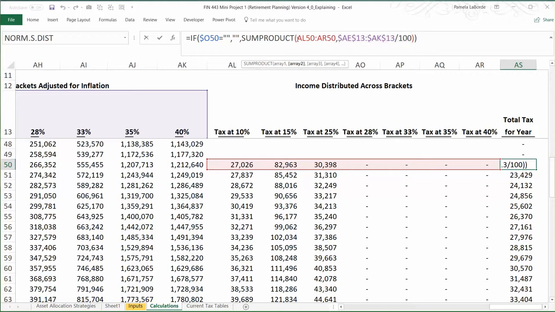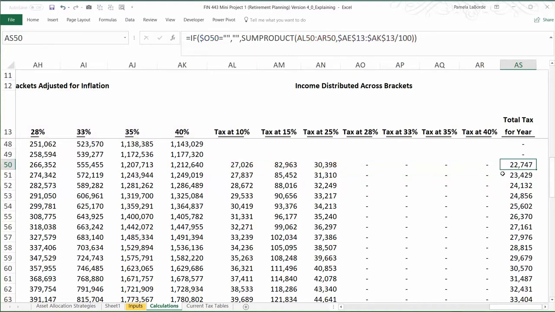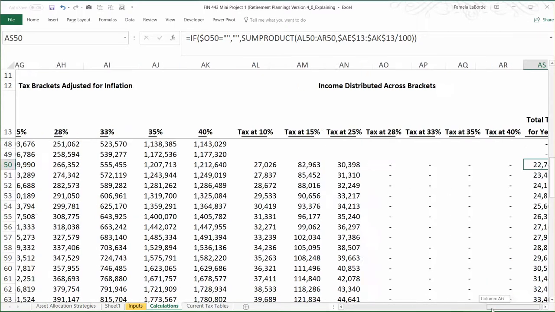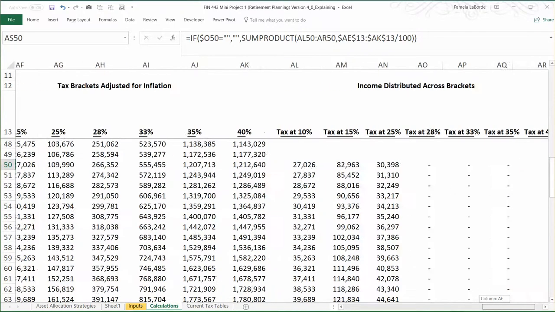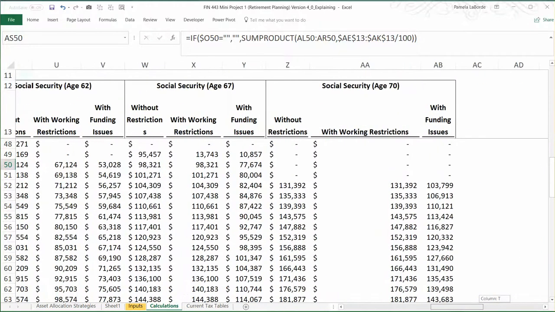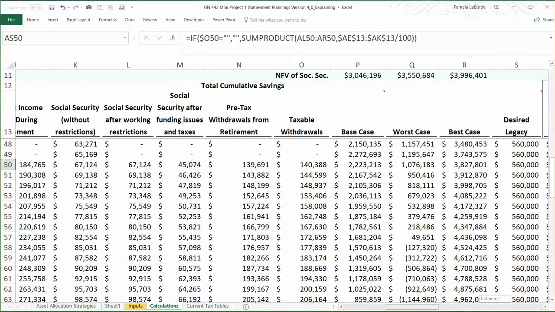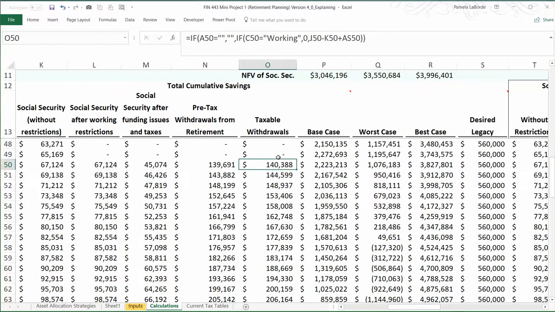So it's taking my income allocated across the tax brackets, multiplying it by the tax rates appropriate for those brackets, and then summing the result. Essentially what it's doing right here is a weighted average. And that's the tax that I will owe for that particular year. Now I'm going to take that number, that's in column AS, and I'm going to come back over here to my taxable withdrawals.